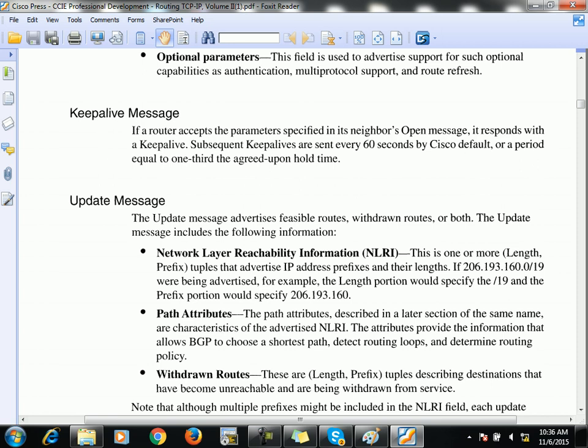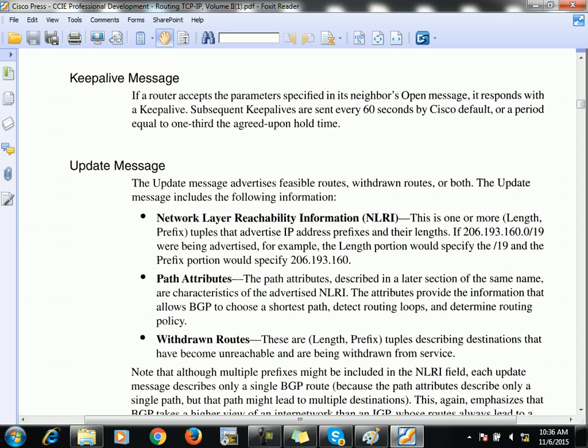Keep alive message. If a router accepts the parameters specified in its neighbor's open message, as I told you, if they are agreed on all parameters given in open messages, then in that case neighbors will start sending keep alive messages to each other so that they can confirm to each other that they are still alive, right? The keep alive interval is by default 60 seconds on Cisco, and it is by default equal to 1/3 of the hold down time.